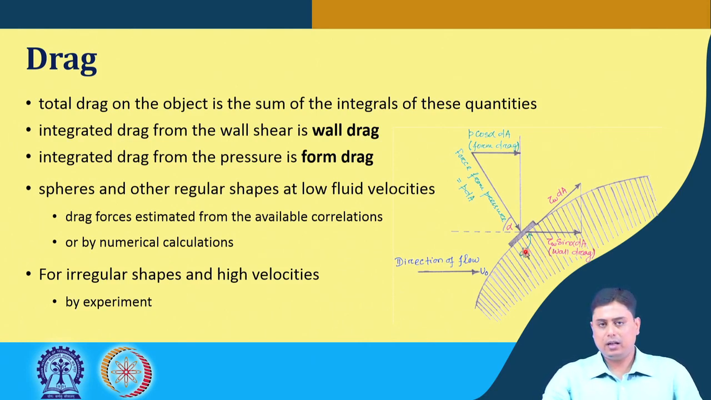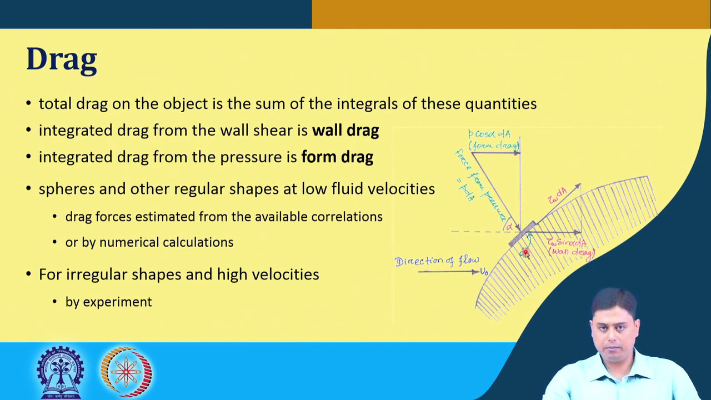Now for spheres and other regular shapes at low fluid velocity, where regular shapes means cubic, cylindrical shapes, such objects or particles at low fluid velocities, the drag forces can typically be estimated by well substantiated correlations that researchers have developed through several experiments and numerical or theoretical calculations.